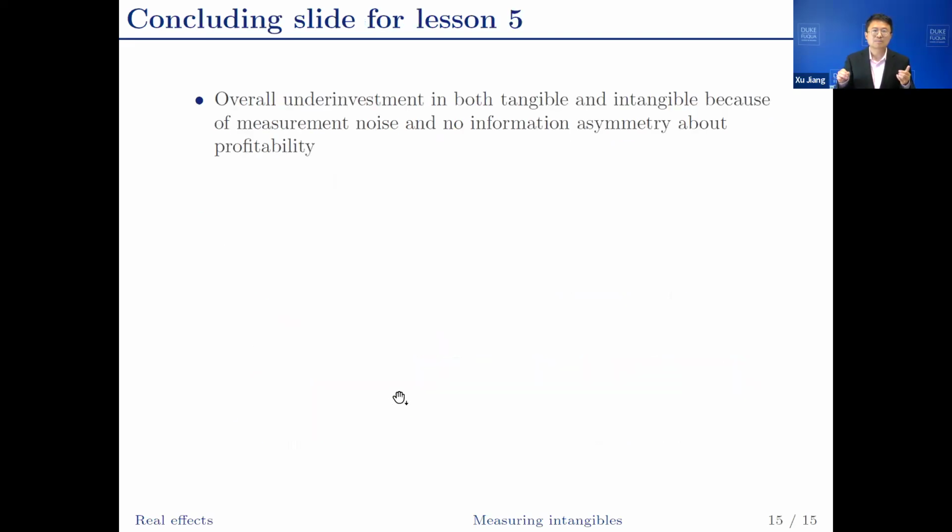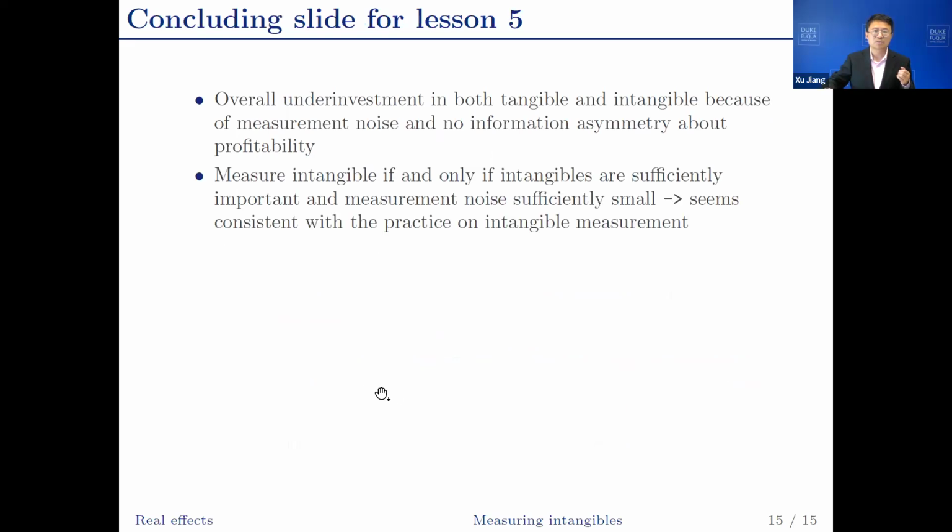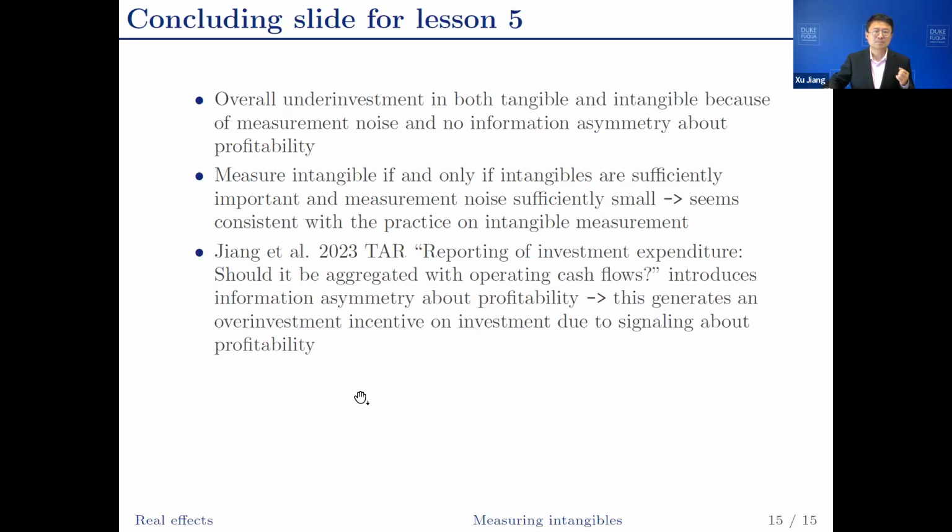So to conclude, overall, when there is no information asymmetry about profitability, there will be underinvestment in both tangible and intangible because of measurement noise. Measuring intangibles is preferred when intangibles are sufficiently important and the measurement noise is sufficiently small. And this seems to be consistent with the practice of intangible measurements.